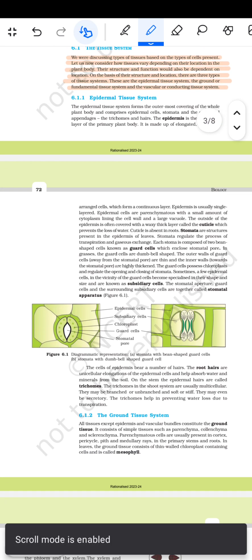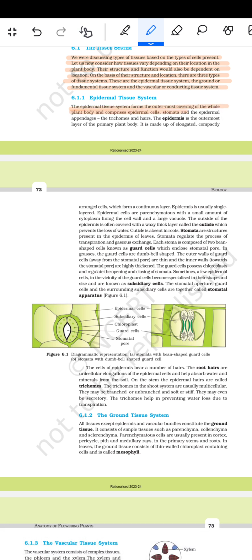Epidermal tissue system. The epidermal tissue system forms the outermost covering of the whole plant body and comprises epidermal cells, stomata, and the epidermal appendages, the trichomes and the hairs. The epidermis is the outermost layer of the primary plant body. It is made up of elongated, compactly arranged cells which form a continuous layer.